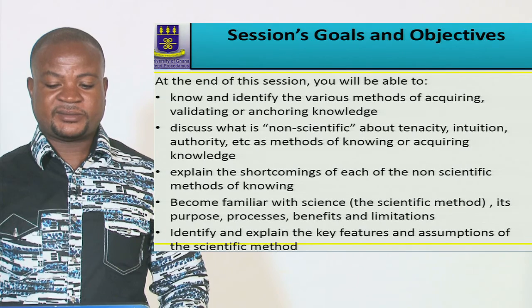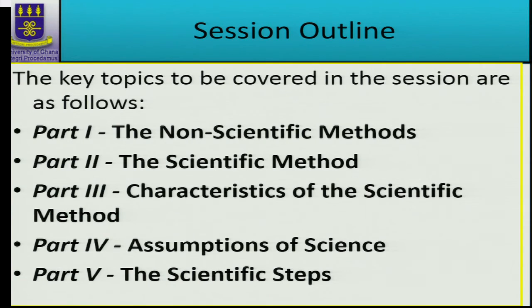So let's start. We'll look at the non-scientific methods. We can group all the methods by which we come to acquire knowledge into two. We have the scientific method and then the non-scientific method. So we'll look at the non-scientific first, then we'll come to look at the scientific method. We'll look at the characteristics of the scientific method, some assumptions of the scientific method, and then the various steps that are involved in the scientific method.